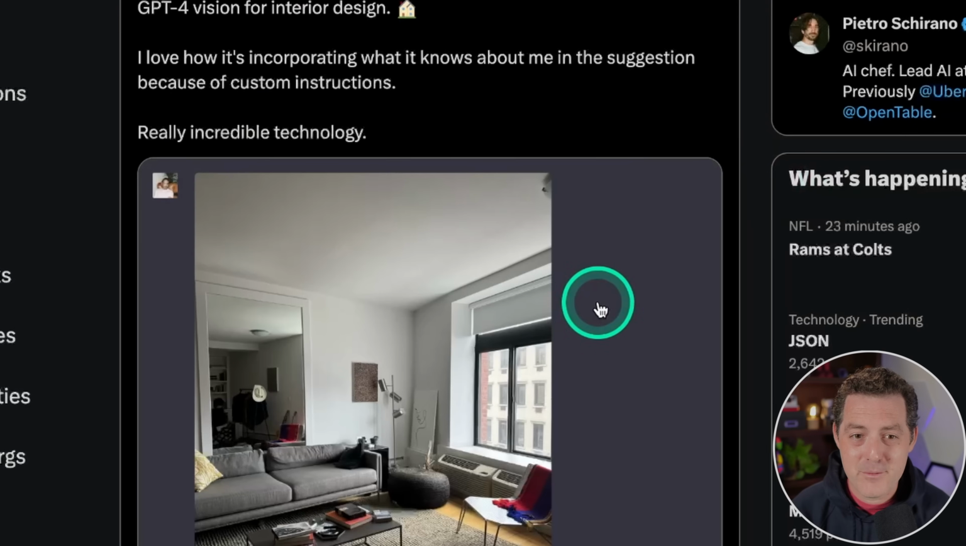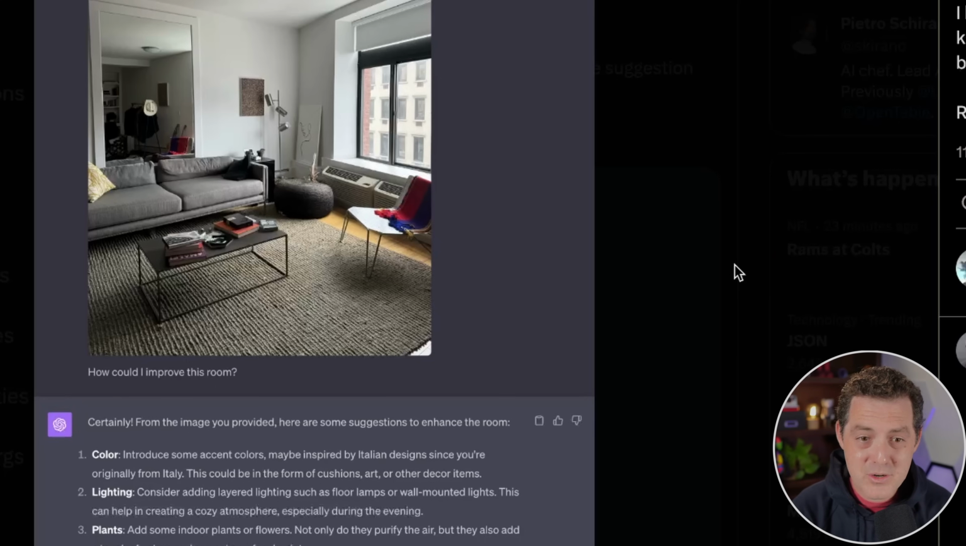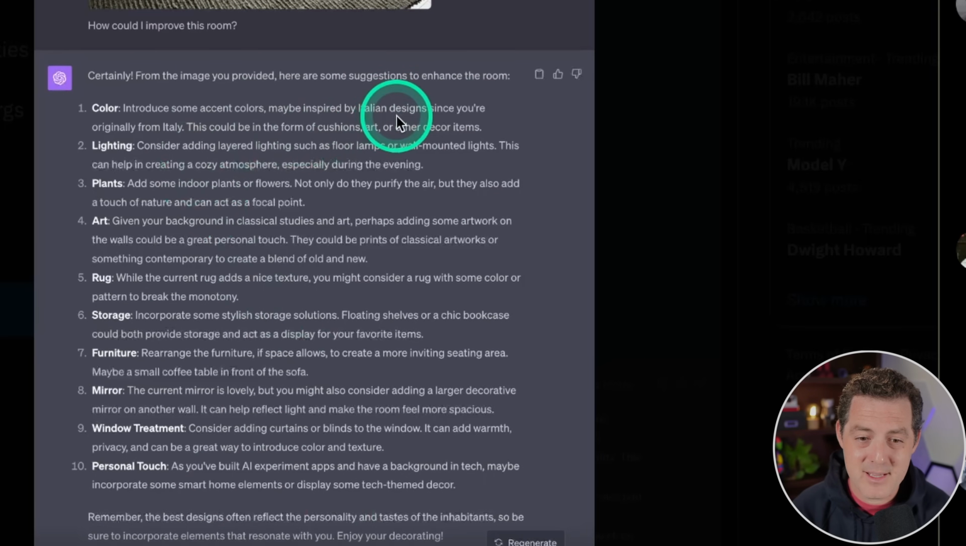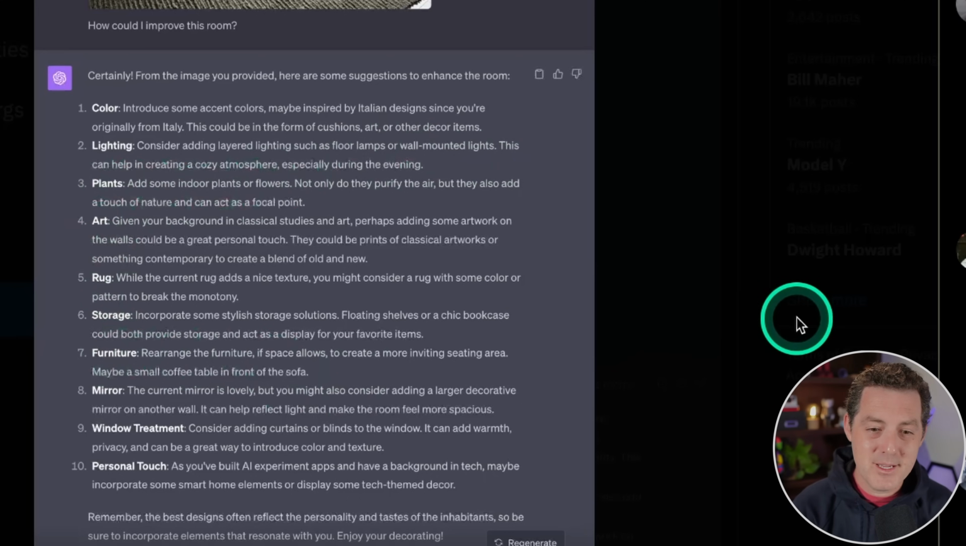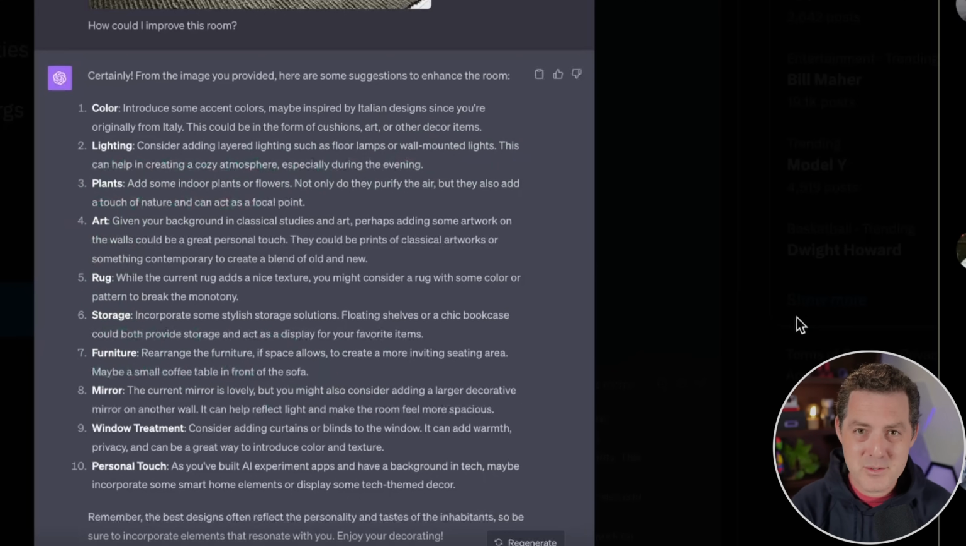All right, we got another one from Pietro. In this one, he takes a picture of a living room and just asks, how could you improve this room? And ChatGPT gives a list of home decor updates. So color, introduce some accent colors, maybe inspired by Italian design since you're originally from Italy. I'm not even sure how ChatGPT knows that. Lighting, consider adding layered lighting such as floor lamps or wall mounted lights, plants, art, rugs, storage. So it reads the image, it looks what can be improved with this room, and basically home design and probably even architecture are never going to be the same.